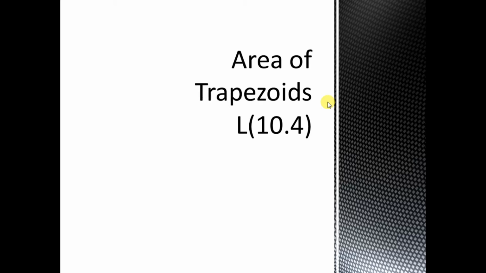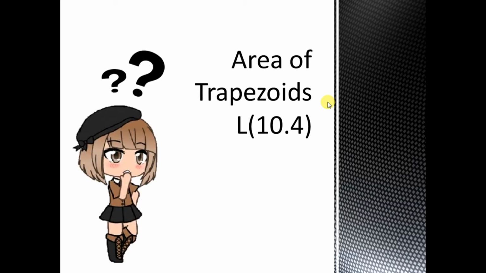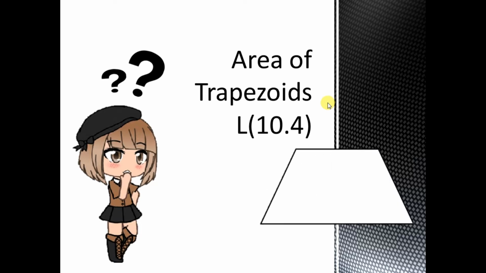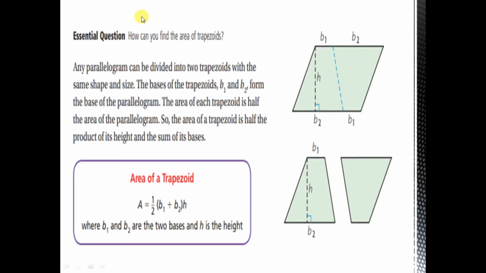Today's episode is about the area of a trapezoid. Lesson 10.4. What is the trapezoid shape? It is this shape. Let's start. The first essential question: how can you find the area of a trapezoid?